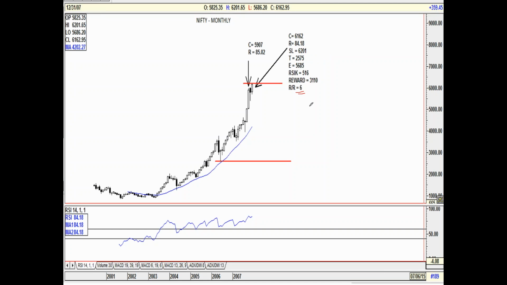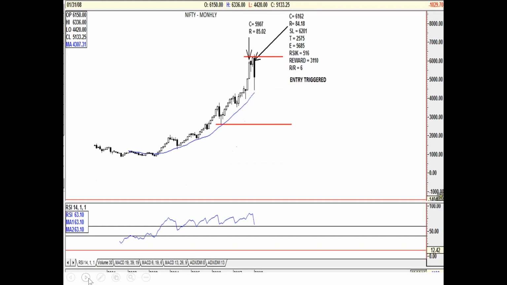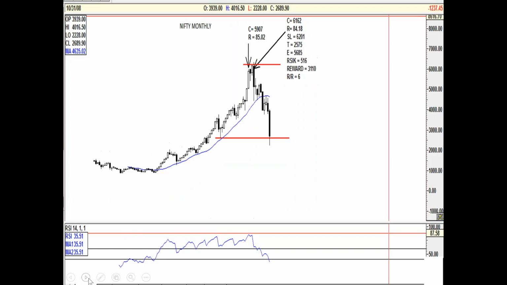Risk reward 6, and I was predicting a 3000 point fall in Nifty. I spoke to my friends and told them that I am seeing this thing in Nifty. They told me not to publish this report because I will ruin my career. People will laugh at me. On the next month, the entry triggered and this happened.